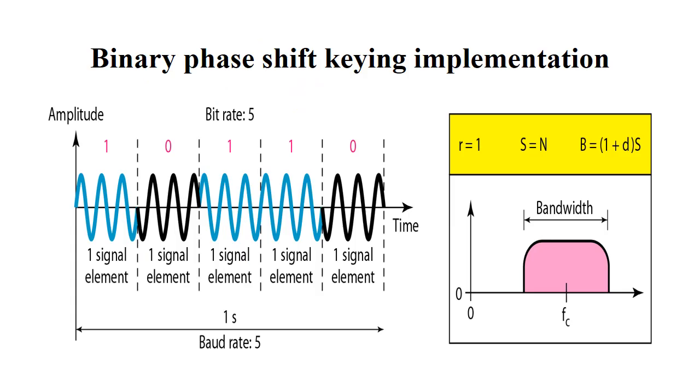Next we have to see the binary phase shift keying implementation. For the bit rate 5, we are using the baud rate also as 5. So when we are passing the 5 signals, for 1 it will be at 0 degree phase, and for 0 it will be phase shifted, that is 180 degree. So likewise it will be transferred.